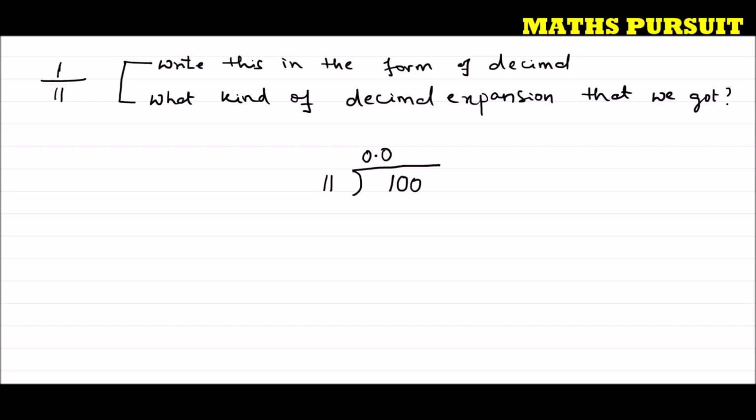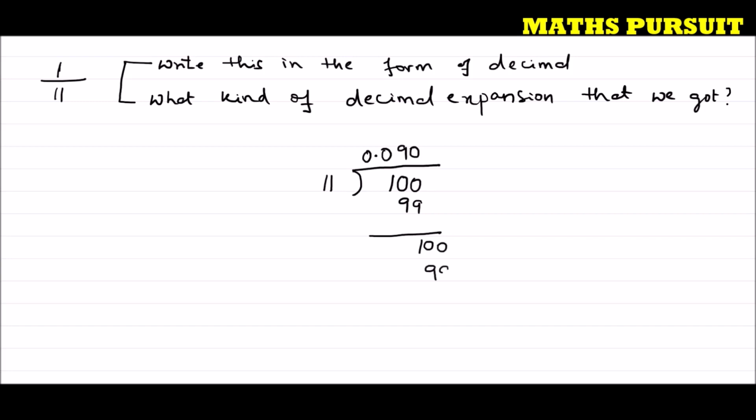Now here we got 100. So 11 nines are 99. And we are left with again 1. The remainder we got is 1. So what I need to do? I need to put a 0 here. Again it is not divisible, so I will be putting a 0 here. So I am getting 100.